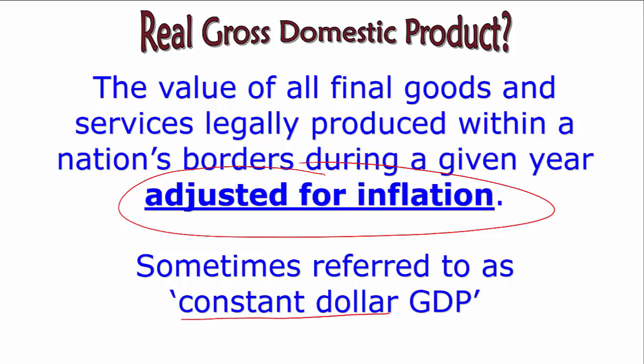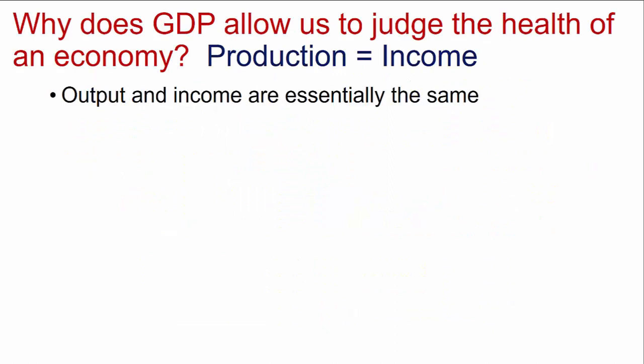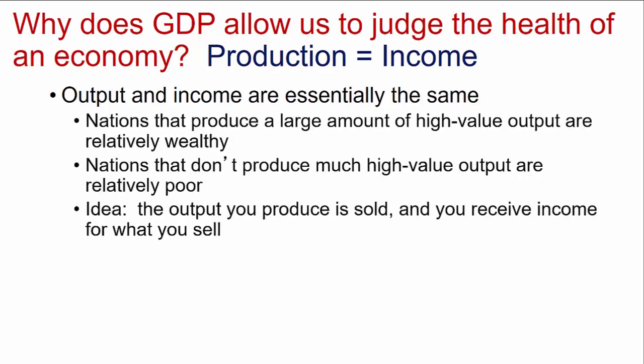So it's constant. All right, so why is it that GDP allows us to judge the health of an economy? Well, you're going to learn this axiom, and that is that production equals income. So output is what we produce, income is what we receive for that production. So essentially, output equals income. Now, if you think of this just practically, if you look at wealthy countries around the world, they produce a lot of output. Okay, they make things. All right, and then if you look at poor countries, they don't make things. And so that's one way to remember that production equals income.